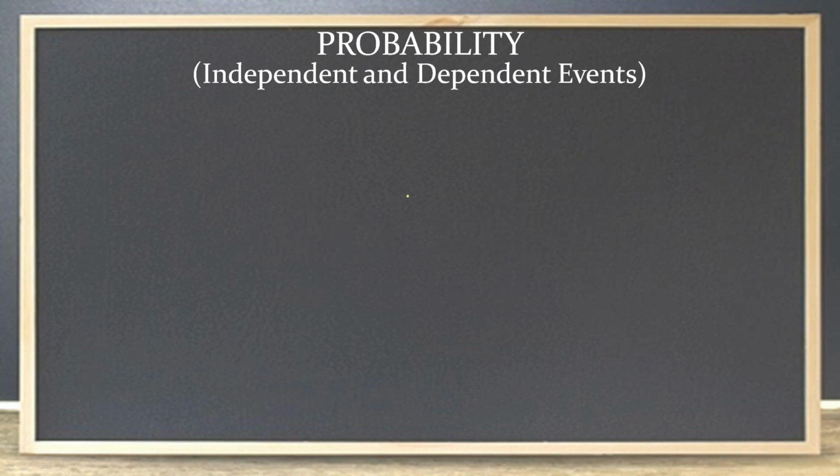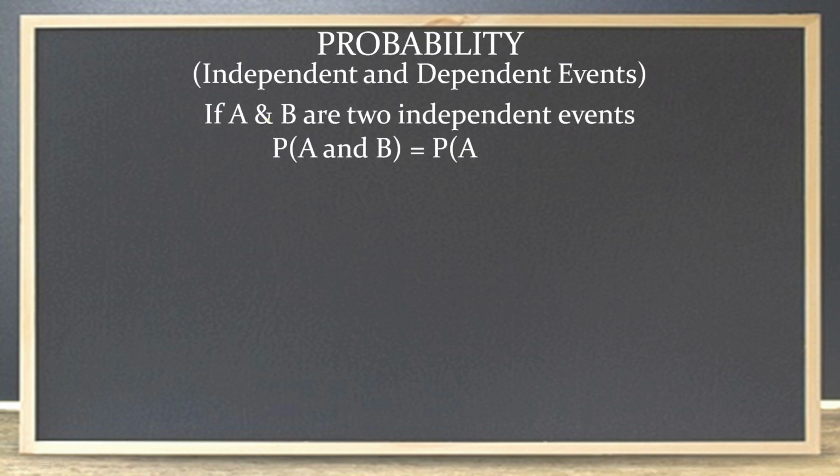Today we'll be looking at probability, and we will specifically look at independent and dependent events. Okay, so let's consider independent events. If A and B are two independent events, it means the probability of A and B occurring is equal to the probability of A multiplied by the probability of B.